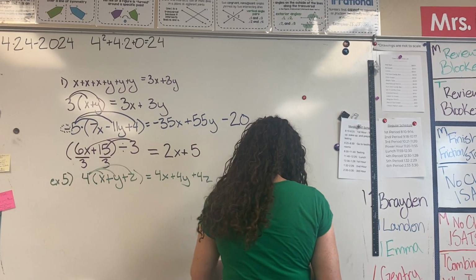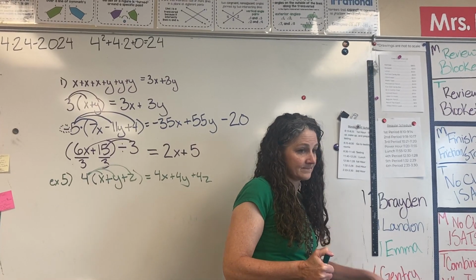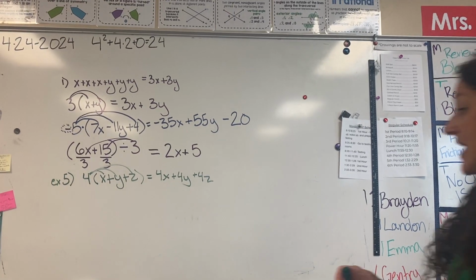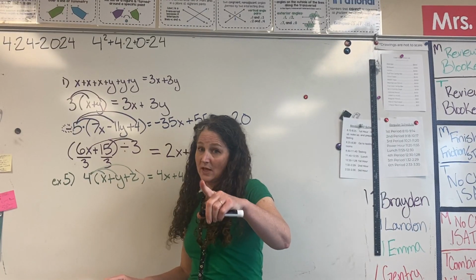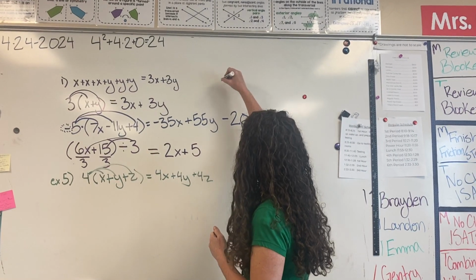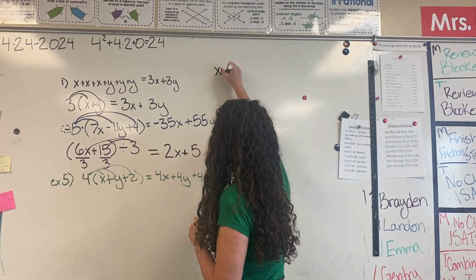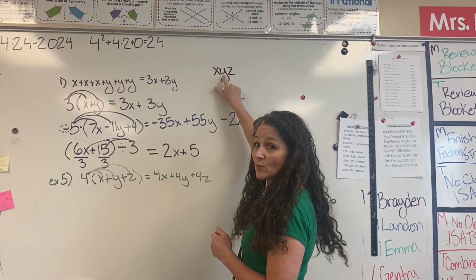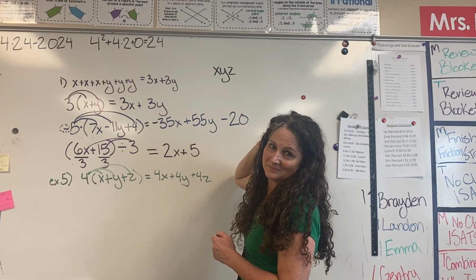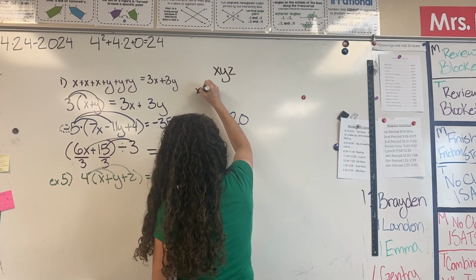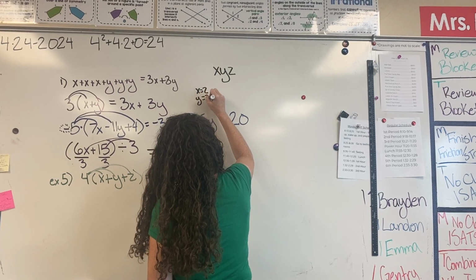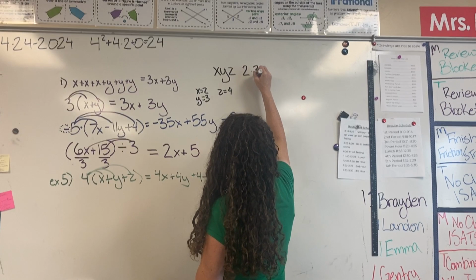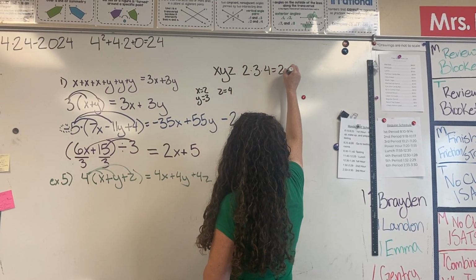I have a question. Can you have a variable that's more than 2 letters? Okay, if you have a variable that's more than 2 letters, what that means is if we have a variable that looks like this, x, y, z, this really means x times y times z. So if x is 2 and y is 3 and z is 4, we have 2 times 3 times 4, which is 24.